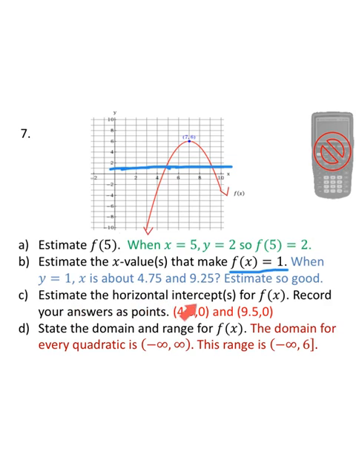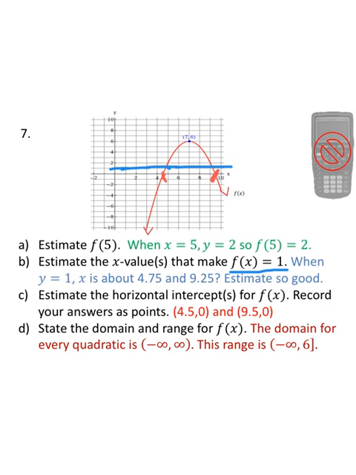Estimate the horizontal intercepts for f of x. Record your answers as points. Horizontal intercepts, that is where the graph crosses the horizontal axis. So I want to find where the graph crosses the horizontal axis. That looks like the 4.5 and 9.5, but notice I wrote them as points. When x is 4.5, my y value is 0. And when x is 9.5, my y value is 0. So I record them as points.